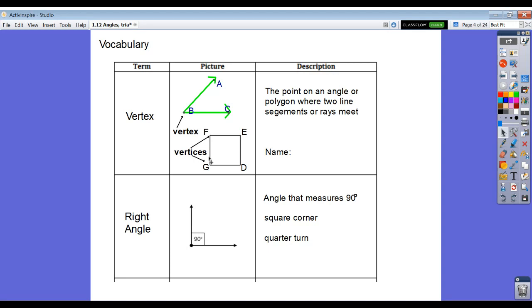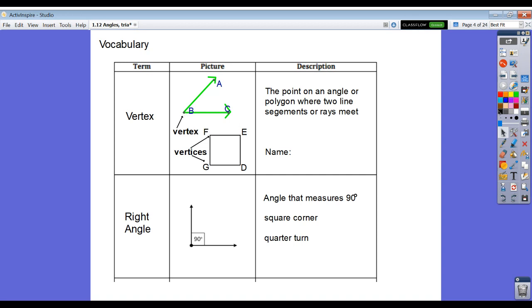Two more times. Vertex, vertices. Vertex, vertices. Excellent. So see how in this shape, which you might recognize as a square, it has vertices. Hold it up on your fingers, how many vertices does it have where the line segments are meeting? How many vertices do you see? 4. Good. F, E, D, and G. They're all vertices. So a vertex is just a special point.